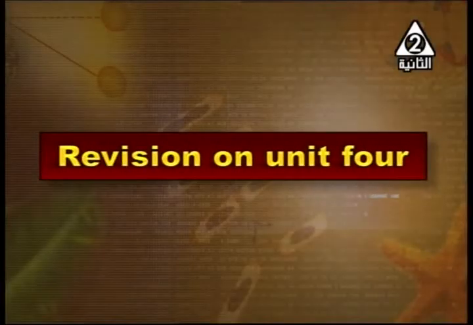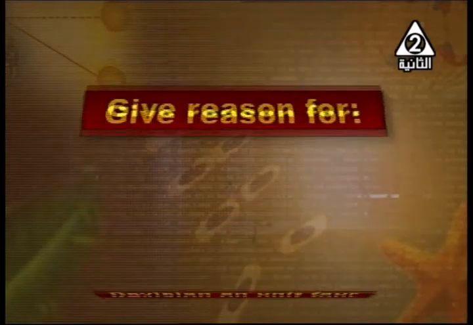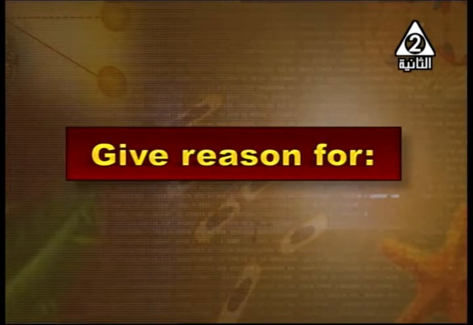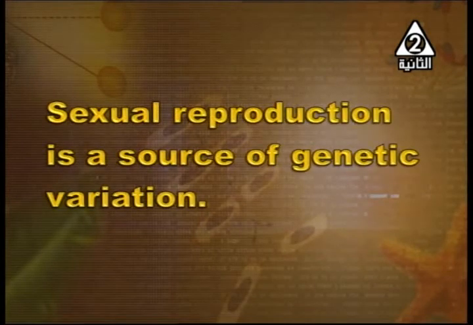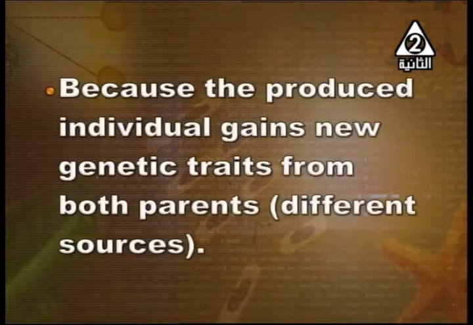Let's start our revision today with "Give reason for." The first question: the sexual reproduction is a source of genetic variation. This is because the produced individual gains new genetic traits from both parents or from different sources.